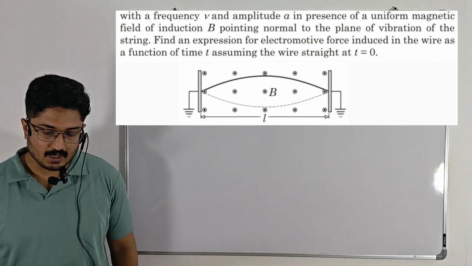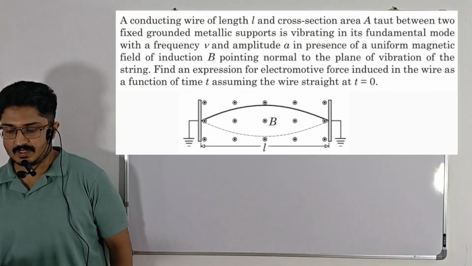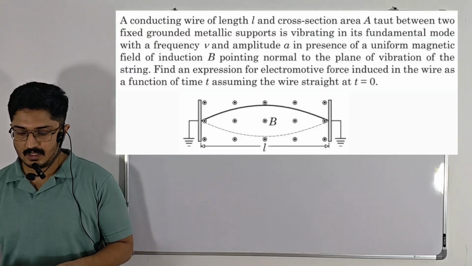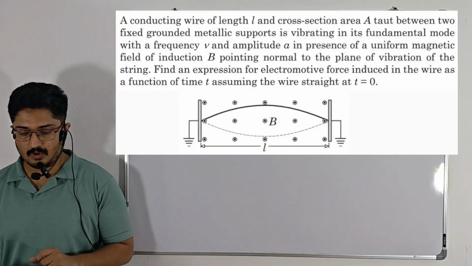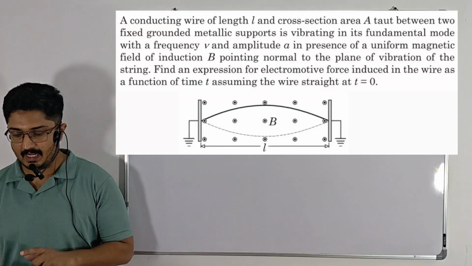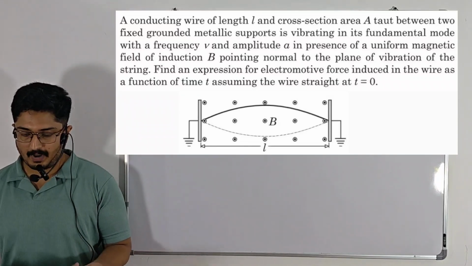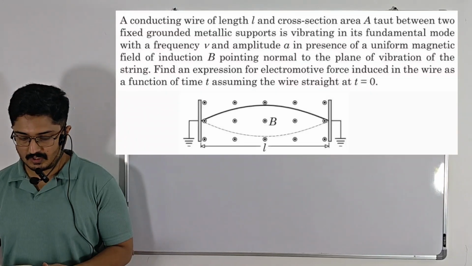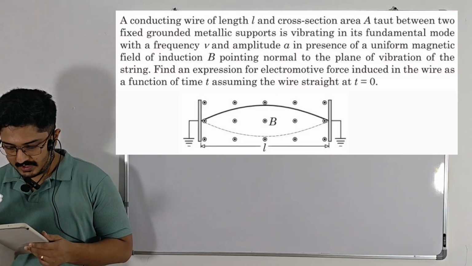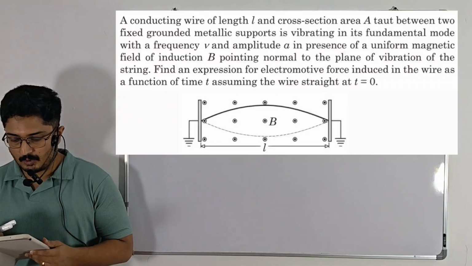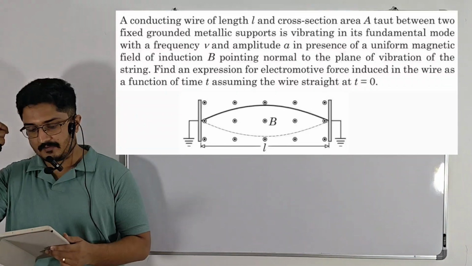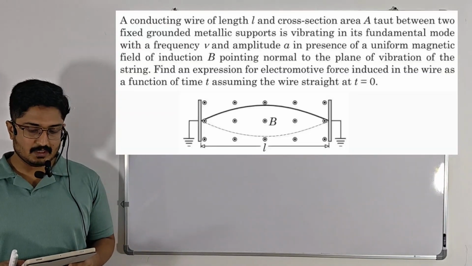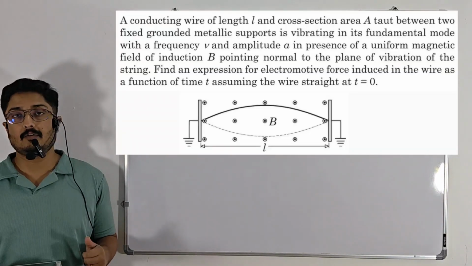The question says a conducting wire of length L and cross section area A is taut between two fixed grounded metallic supports and is vibrating in its fundamental mode with a frequency nu and amplitude A in the presence of a uniform magnetic field of induction B pointing normal to the plane of vibration of the string. Okay, as per the question, they are showing the magnetic field to be outwards. Find an expression for the electromotive force induced in the wire as a function of time, assuming the wire's straight at time t equal to 0.